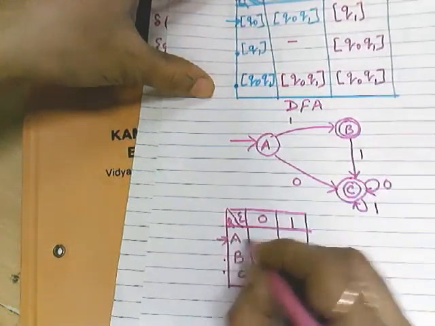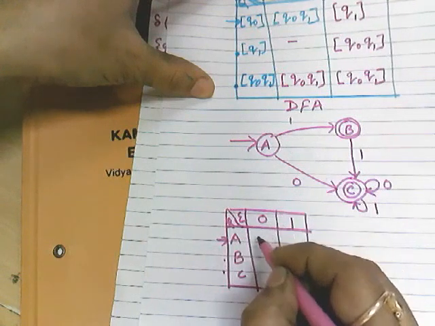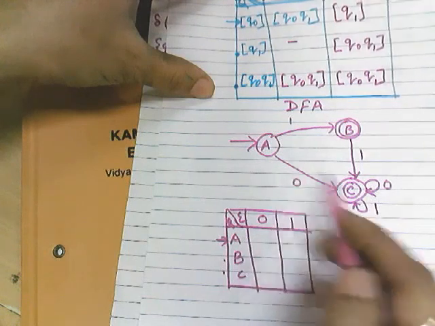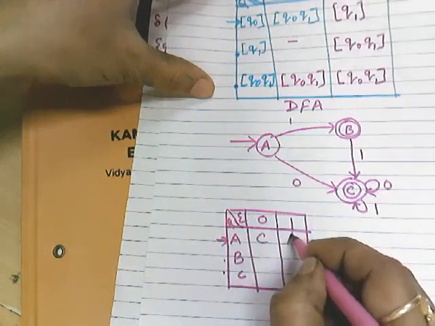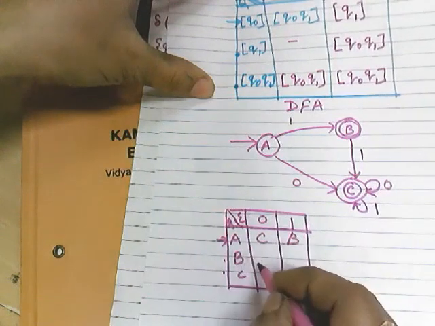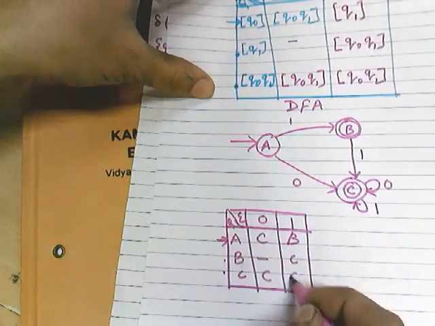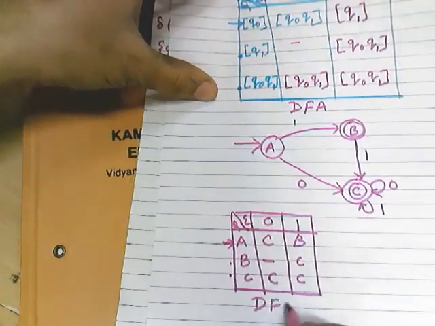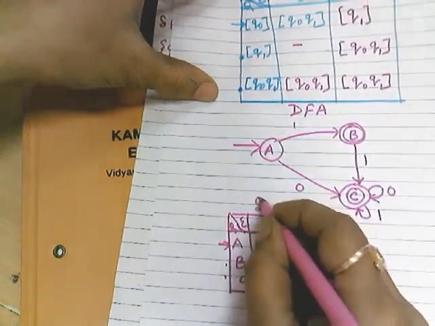And now on A, on 0 goes to, have I written correctly? Yes, to C, then B, then C, and then C and C. So this is my final DFA representation with the delta dash function.